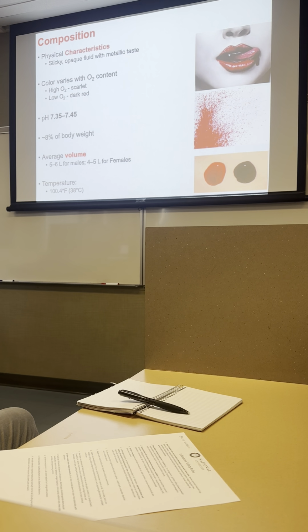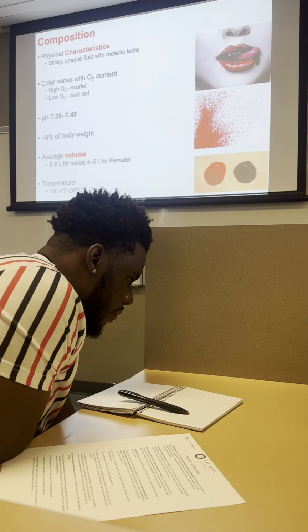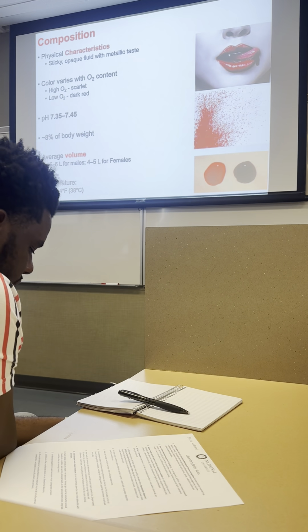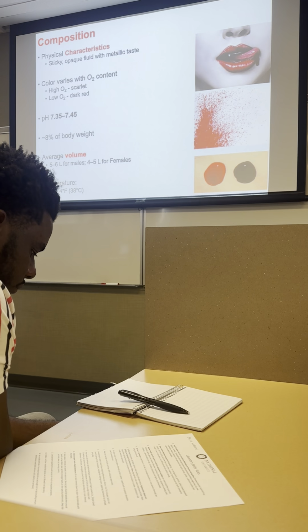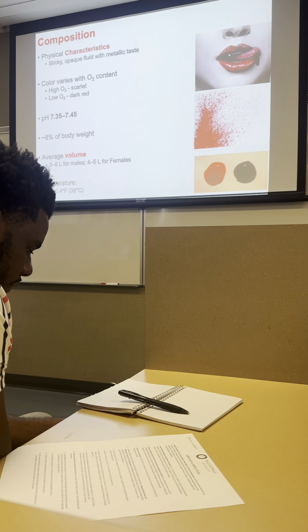What does it look like or feel like? We've all felt or tasted our blood, correct? So what does it taste like? It's sticky, it's opaque, it's got a little bit of a metallic taste to it, right? Why do you think there's a metallic taste to it? Iron, right? It has an irony taste to it because there's a lot of iron in blood, okay?